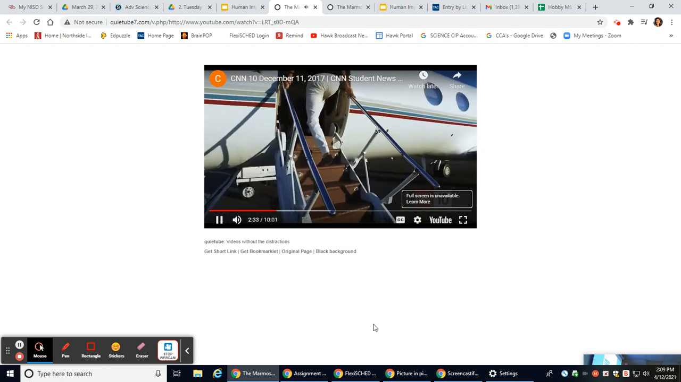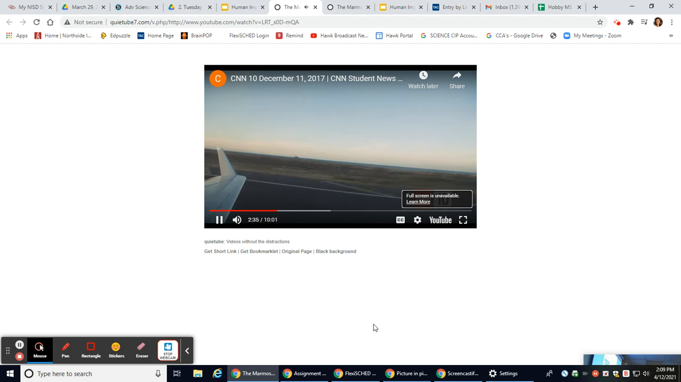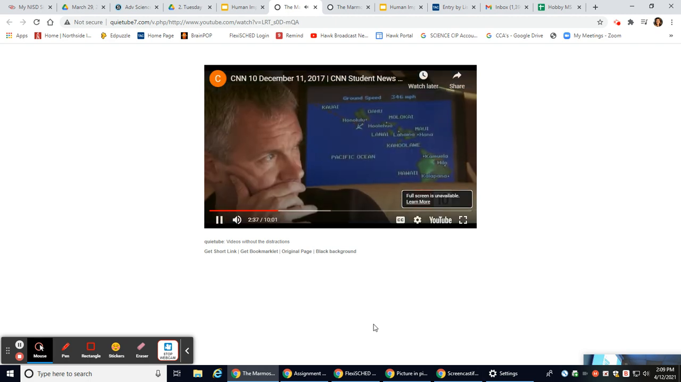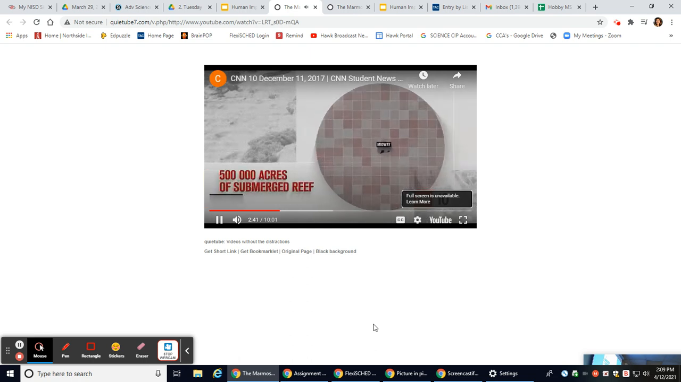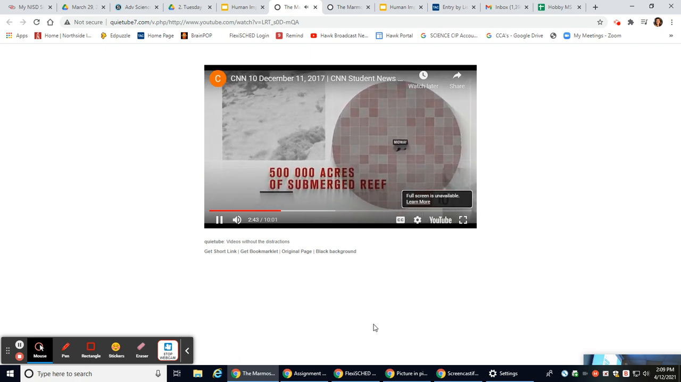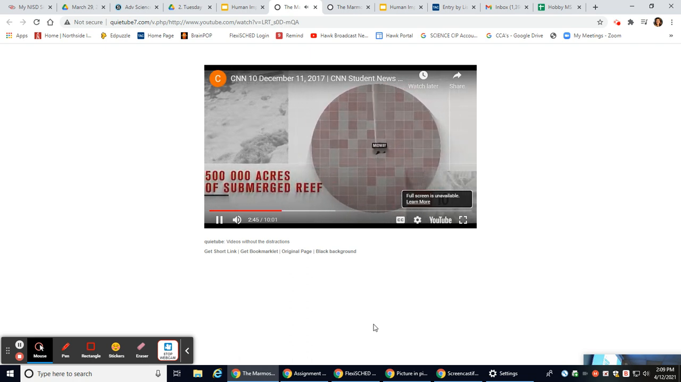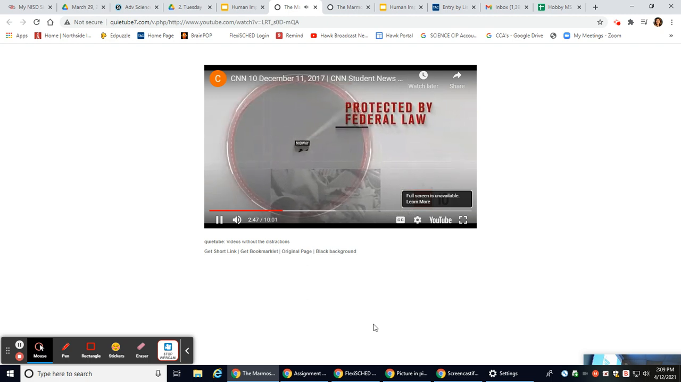Halfway between North America and Asia, Midway Atoll is one of the most remote places on the planet. It's 5 miles across, but has over 500,000 acres of submerged reef, every inch of which is controlled by strict federal law. We could only fly on a charter jet from Honolulu.